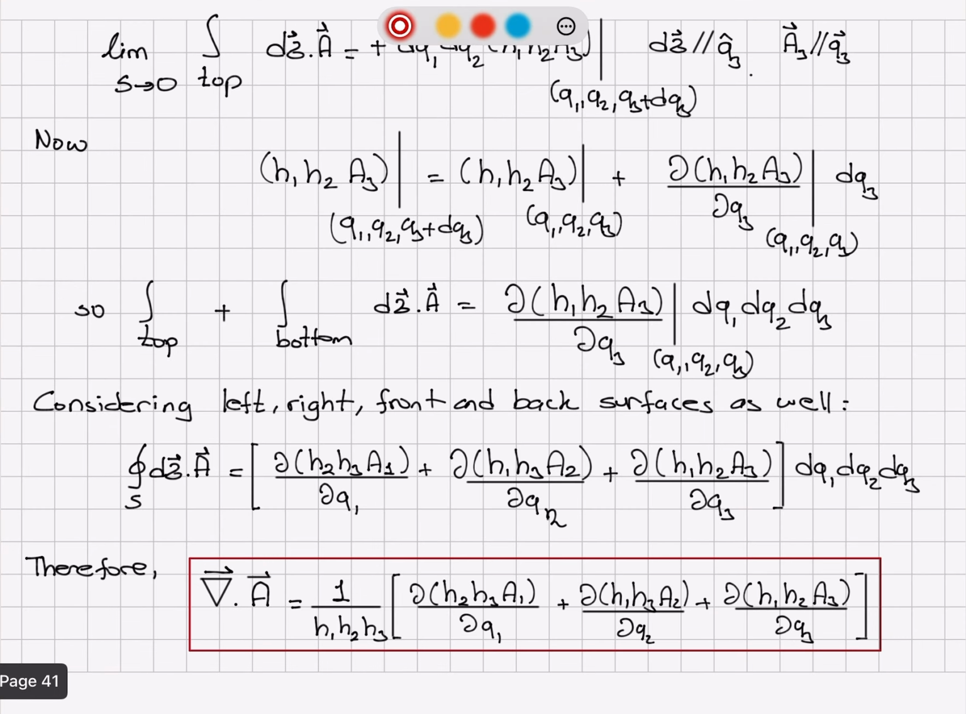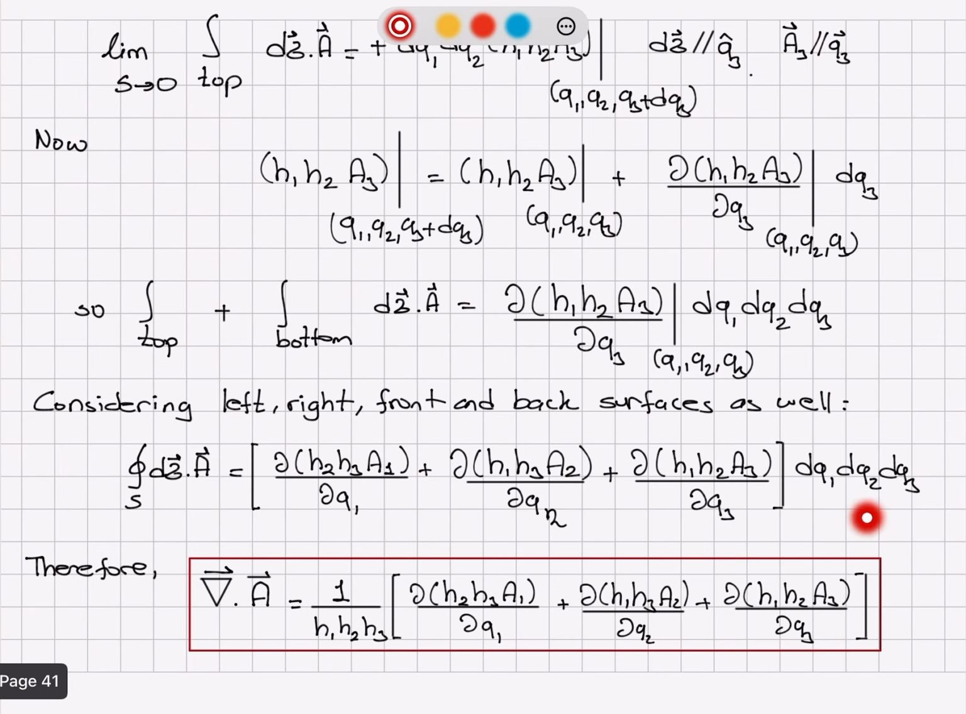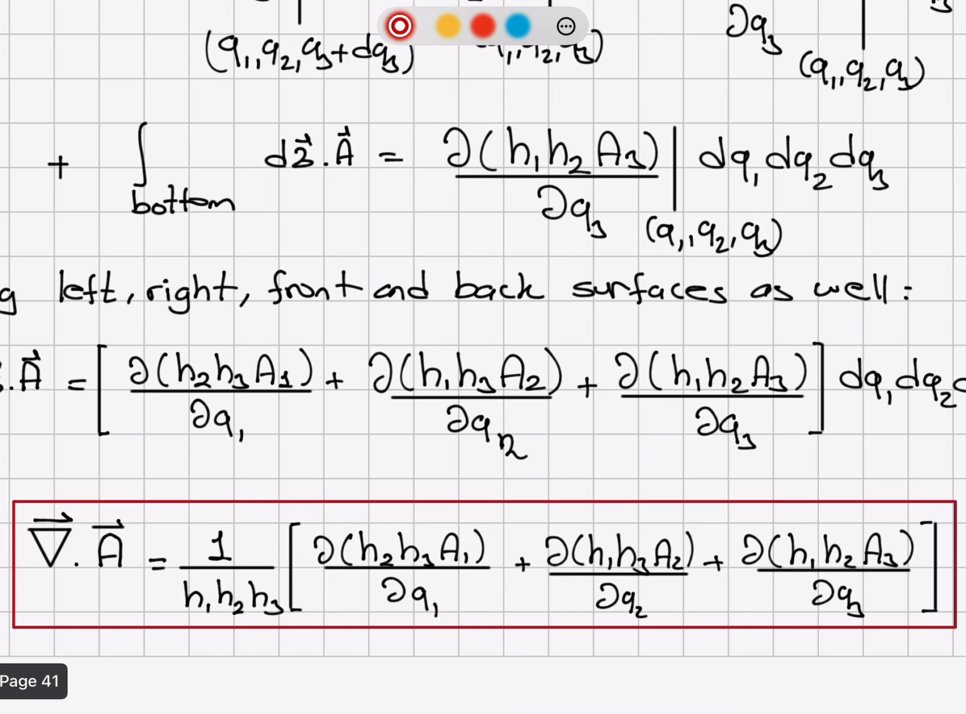For the left, right, front, and back surfaces, similar results apply. For each of them, if I'm taking the derivative with respect to Q1, it's A1 and H2, H3. If taking the derivative with respect to Q2, it's A2, H1, H3, etc. And dividing by the differential volume, which is H1, H2, H3, dQ1, dQ2, dQ3, I'm left with 1 over H1, H2, H3, times the partial derivative with respect to Q1 of H2, H3, A1, plus the partial derivative with respect to Q2 of H1, H3, A2, plus the partial derivative with respect to Q3 of H1, H2, A3.